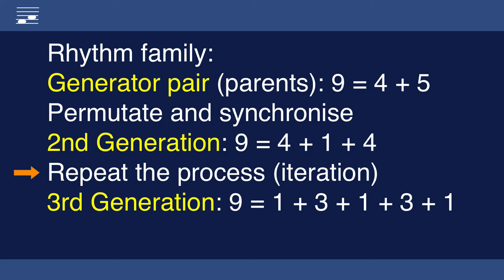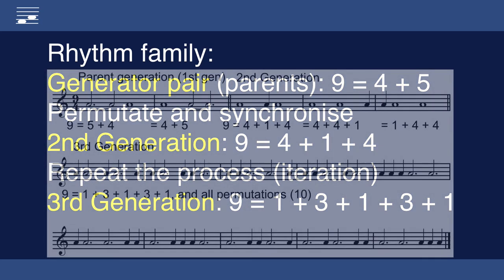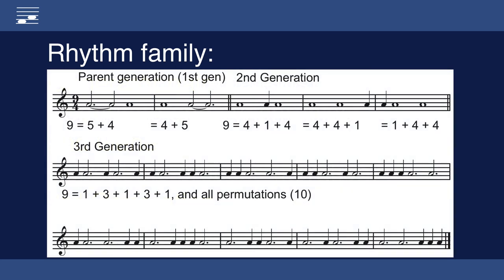Repeating that process at the next iteration level, we get the third generation, an attack duration pattern with 5 elements, 1 plus 3 plus 1 plus 3 plus 1 time unit. In music notation, here is the rhythm family for a time signature 9/4 and quarter note time unit. At the top, we see the parent and first children generation.